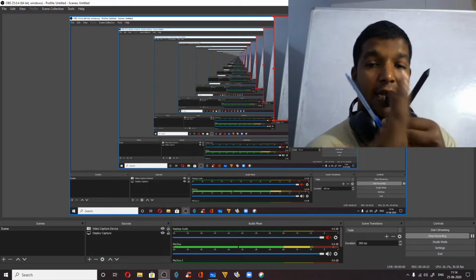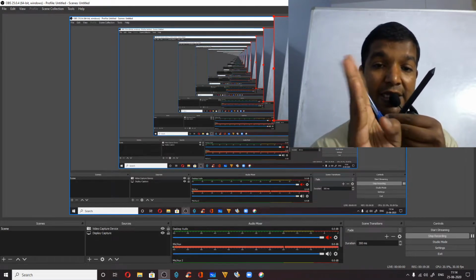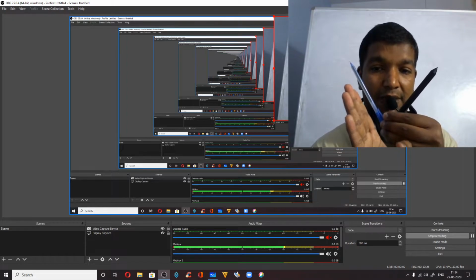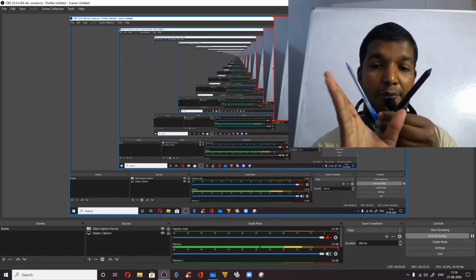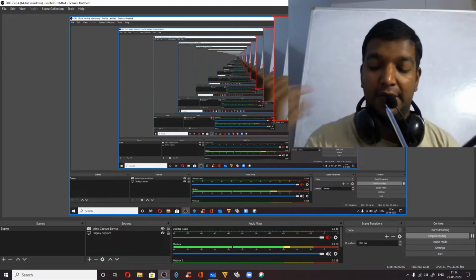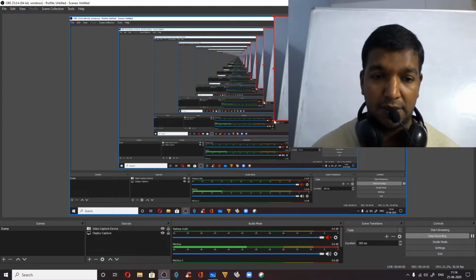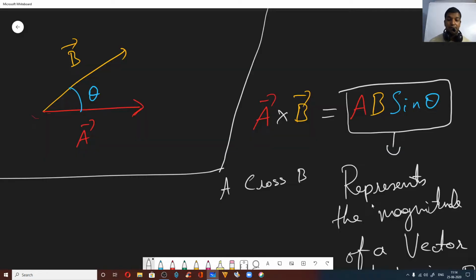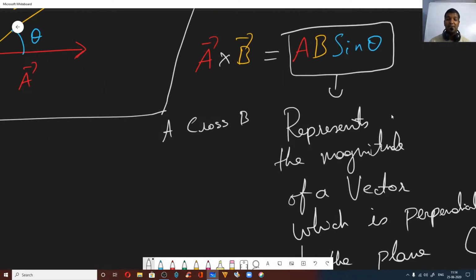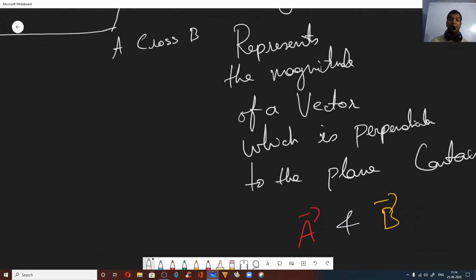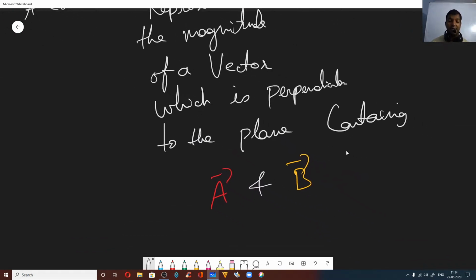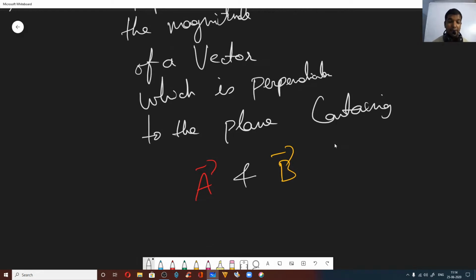Now when you do B cross A, it is the opposite. See, I did A cross B. When you do B cross A, first these four fingers must come in the direction of B. So B cross A. The thumb is actually pointing towards me, correct? So therefore A cross B and B cross A are not the same. Coming back, AB sine theta represents the magnitude of a vector which is perpendicular to the plane containing A and B, given by the right hand rule.